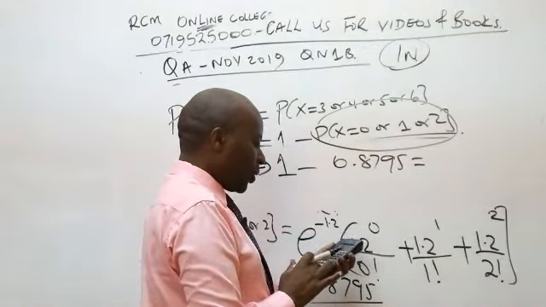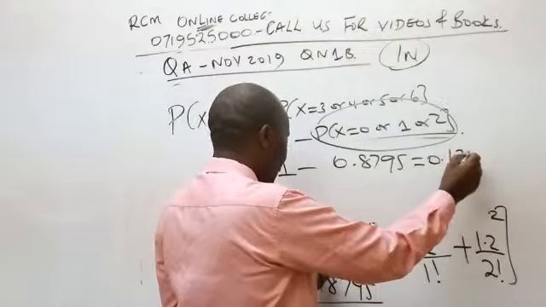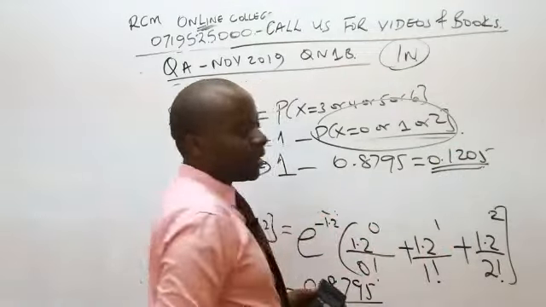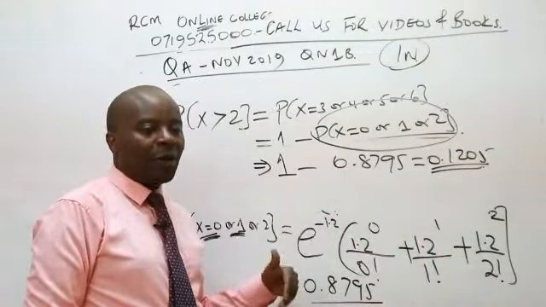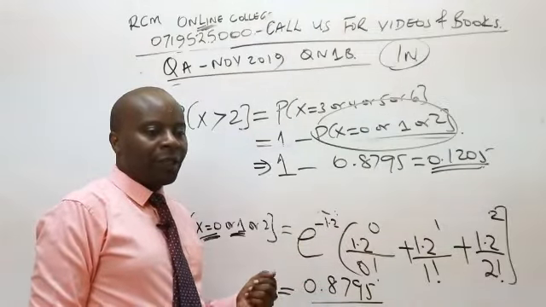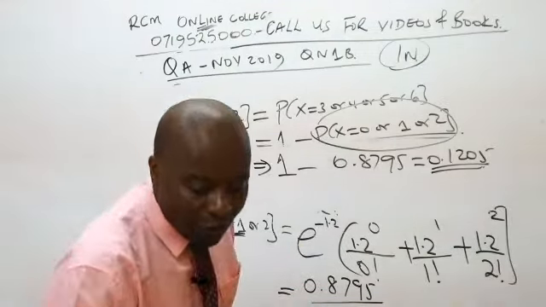So 1 minus answer, which will be 0.1205, like that. That is the answer. You can see, of course, the two models are not giving us the same answers. So that is the end of that question.